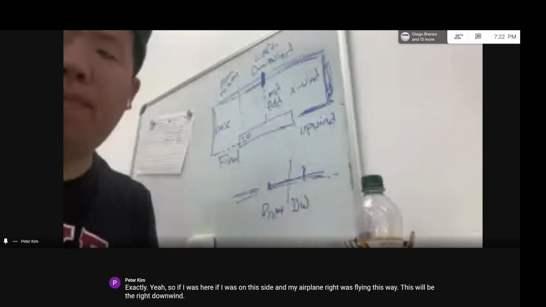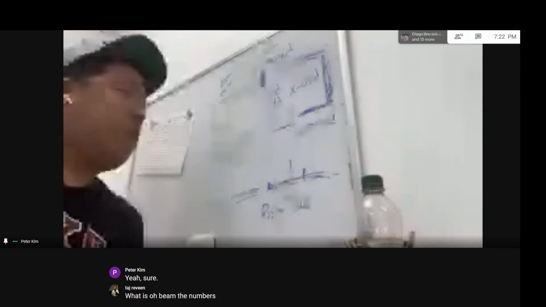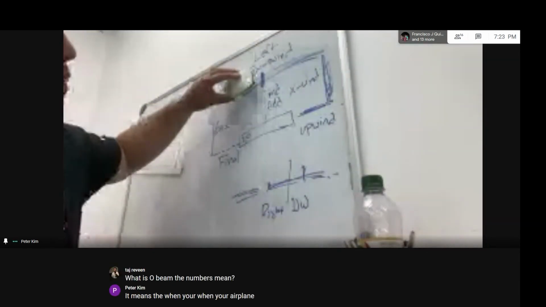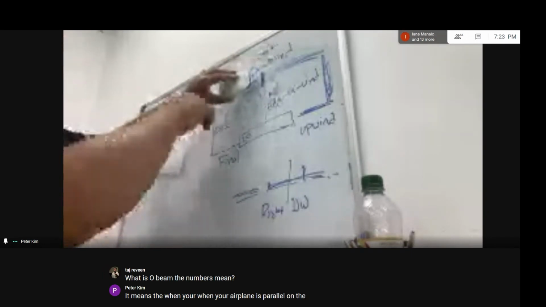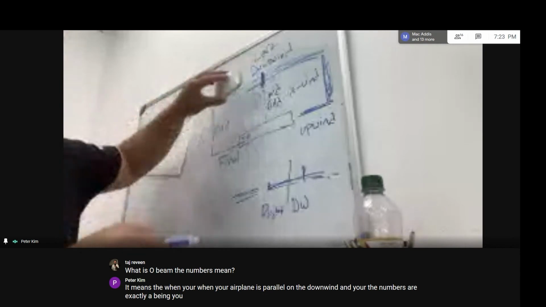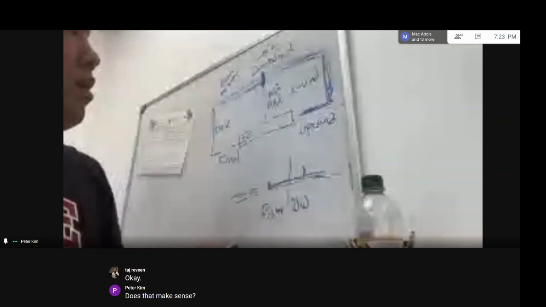I have a question there. Yeah, sure. What does abeam the numbers mean? It means when your airplane is such that the numbers are exactly abeam you. That's called abeam the numbers. Okay. Does that make sense? When do you use those phrases?